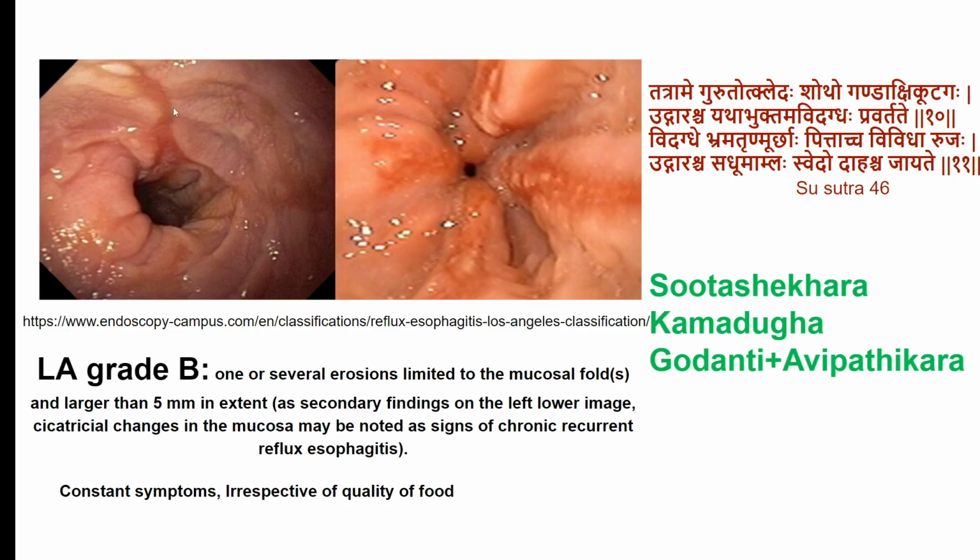the erosion level would be more than 5 millimeters, and it is usually seen that there could be cicatrical changes, mild constrictions also, and the extent is more than 5 millimeters. That's what we call grade B. And in these conditions, the symptoms will be constant. The patient would have symptoms of heartburn or maybe the regurgitation symptoms more commonly, and they will be constant, and many times it may not be related to the quality of food.